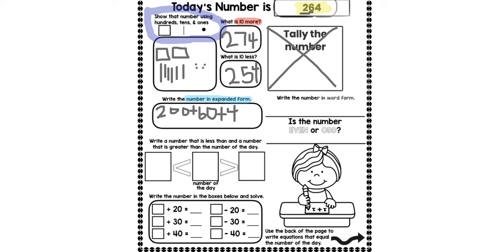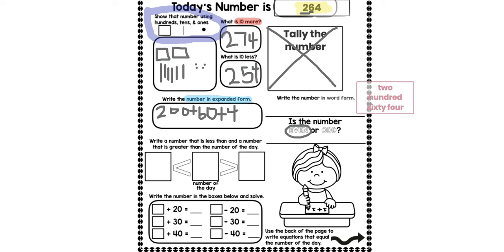Then I could write the number in words. And I'm actually going to go ahead and use my text box for this option. So over here I have it in words. So I wrote it out in letters is another way you might want to say that, 264. Then I'm going to go ahead and circle that this number is an even number because every one has a partner.